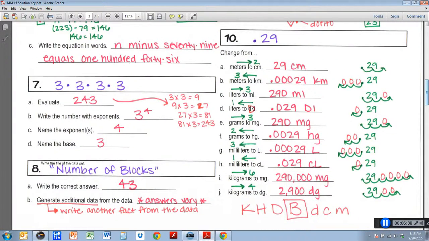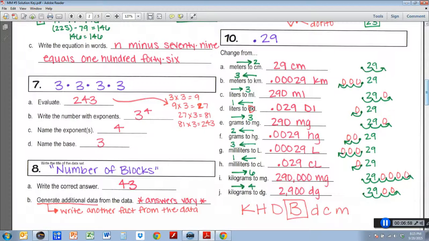And finally, let's look at number 10. You have 0.29, 29 hundredths. And it's asking you to change that number from meters to centimeters, meters to kilometers, liters to milliliters, all kinds of things. So this is what we call metric conversions. This is the metric system.